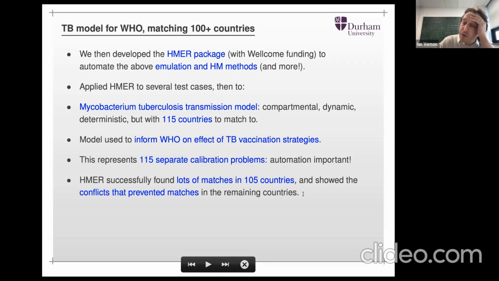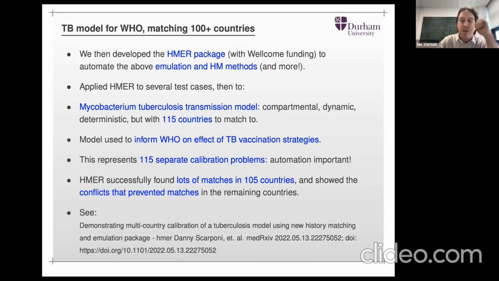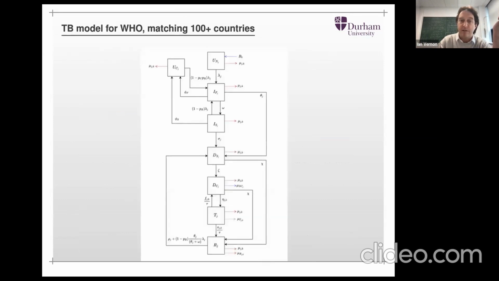So there are other countries where we suspected the model does not match the data, and HMER can show you where the conflicts are arising. That's out in this preprint, have a look at it there. And there's another paper which shows the actual epidemiological results if you're interested.